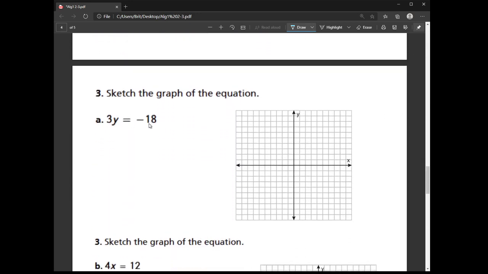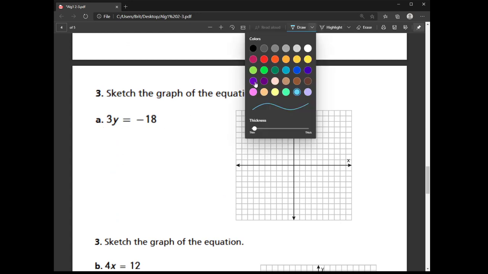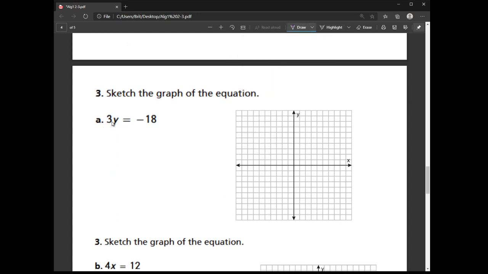So they might give you something like 3y equals negative 18 here. We're not going to freak out, right? We're just going to isolate the y. So this is saying 3 times y. So I'm going to divide by 3 to get rid of it. And I get that y equals negative 6. So in this situation, it doesn't matter where I am on the x-axis. My y is negative 6. Negative 6 is here. So it doesn't matter if x is 1 or 2 or 3. That y is negative 6. So this is a horizontal line right here.